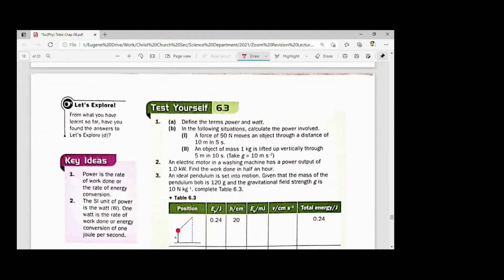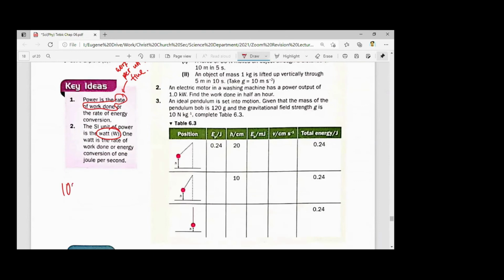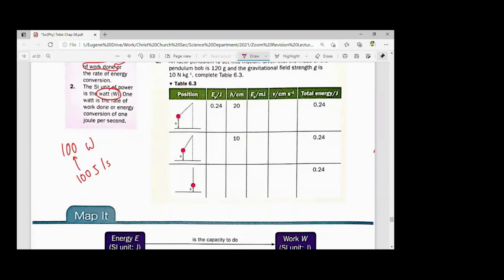So the key idea for this last part on 6.3 is that power is the rate of work done, or as I mentioned just now, the work done per unit time. The unit for power is watt. So 100 watt, just as a conclusion, means that it uses 100 joules every second. Something that is 200 watt means that it uses 200 joules every second.